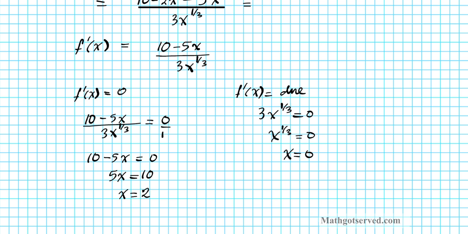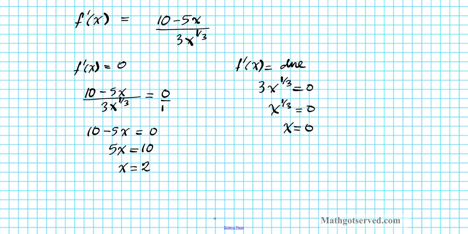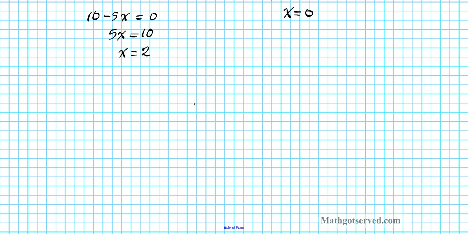Alright, so these are our critical points. Are they extremas? We do not know yet. Remember, your critical points are your potential extremas. The critical points are x equals 0 and 2. Now, how do we know if they're extremas or not? We're going to be using the first derivative test.